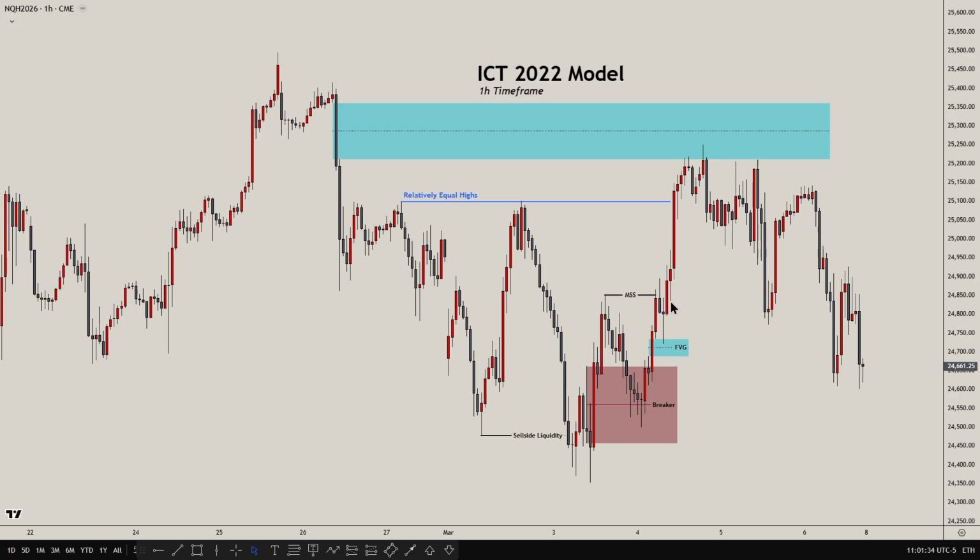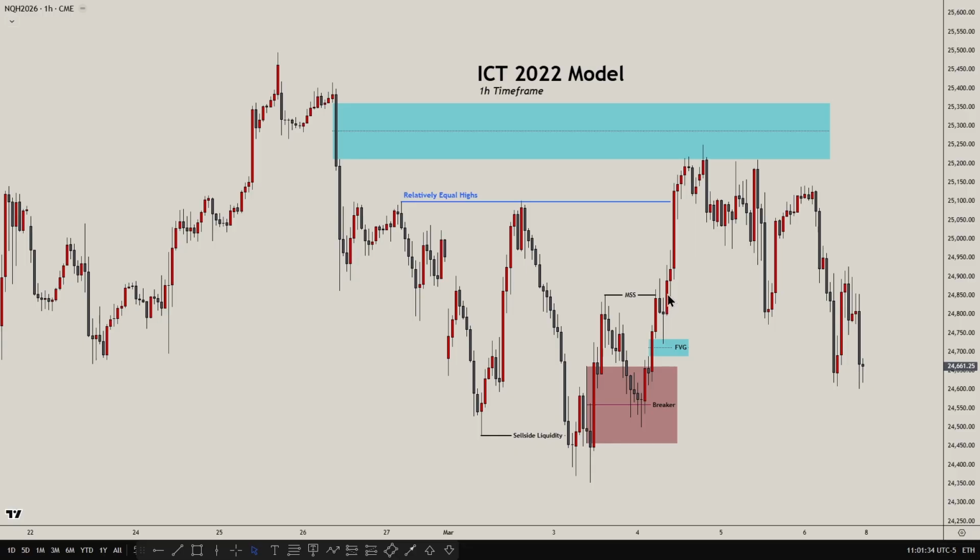So once this wick goes down into the order block, that would be a potential entry. Your stop loss would go slightly below this low. I would put it a little bit below the consequent encroachment of this fair value gap because this is an intermediate term low and it should not be taken once we've seen the market structure shift and a bullish order block in such a manner.